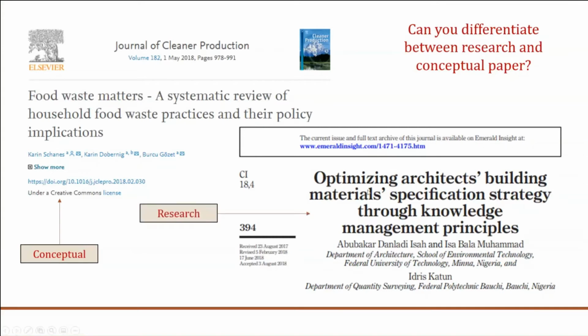So this one is optimizing architects' building materials. This really looks into research. They are researching the strategy using these knowledge management principles. So this one is a research paper. The other one is a conceptual paper. From the title, you have some idea or perception about the type of the paper.